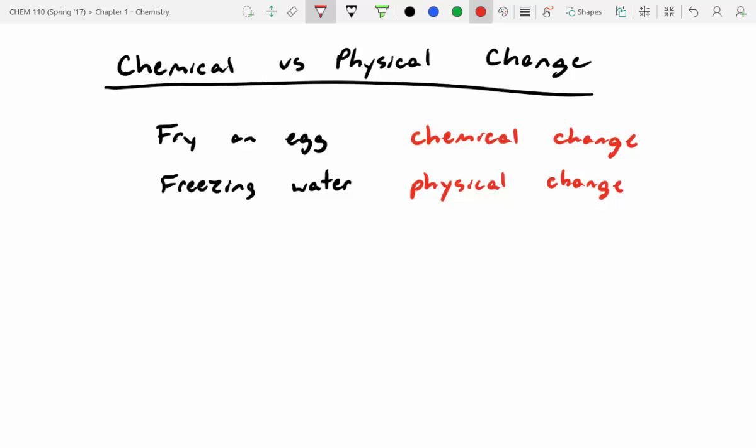Another good thing to keep in mind is oftentimes physical changes are reversible, right? You can freeze water and unfreeze it and go back and forth a bunch. If you fry an egg, you can't unfry it, right? It's kind of stuck at that point. Let's do another one. Crushing rock.